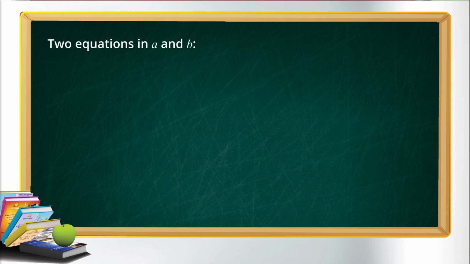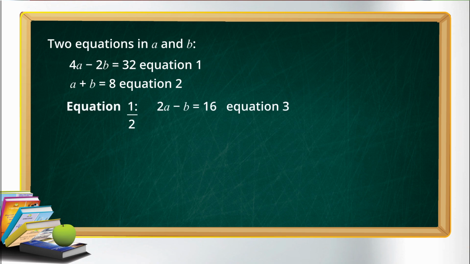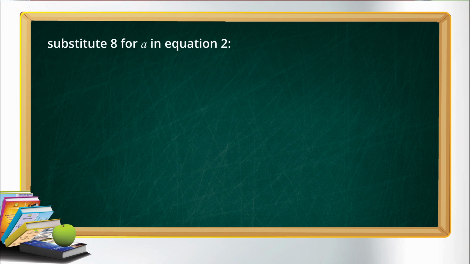To find the values of a and b, solve the two equations simultaneously. We have 4a minus 2b is equal to 32 and a plus b is equal to 8. Divide equation 1 by 2 to get equation 3. Add equations 2 and 3 to get 3a is equal to 24, which gives a is equal to 8. Substitute 8 for a in 2, leading to b equals 0. We have our answers: a is equal to 8 and b equals 0. We have done it. Good job.